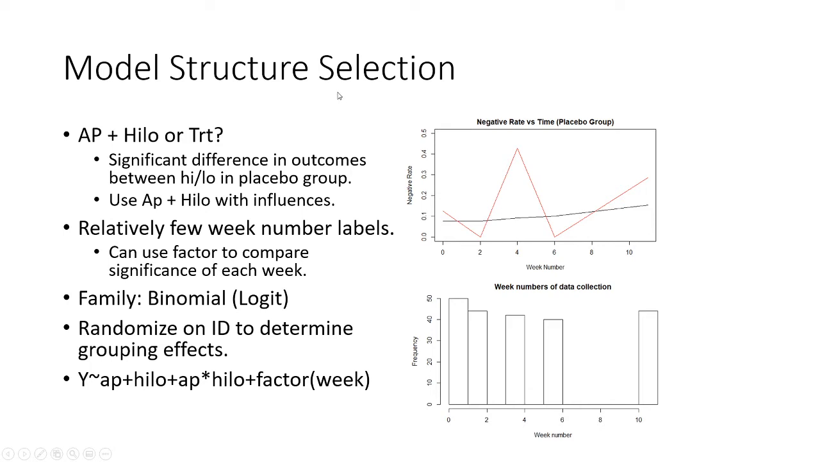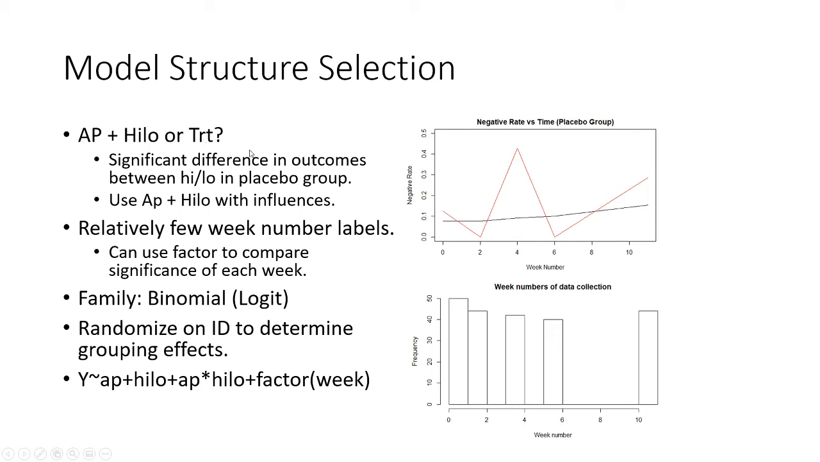So I would then like to do a model structure selection now that we've got the overall objectives of the research. We are going to choose between AP plus high-low or TRT. Because TRT is a combination of AP and high-low, it will be collinear, so they cannot be used together. So the question is whether I should use AP plus high-low or TRT.